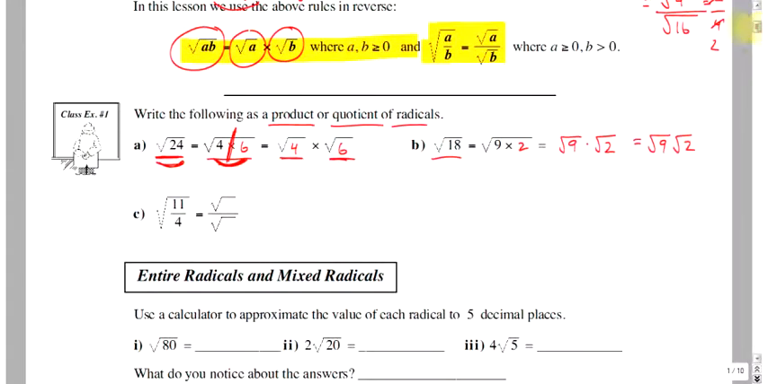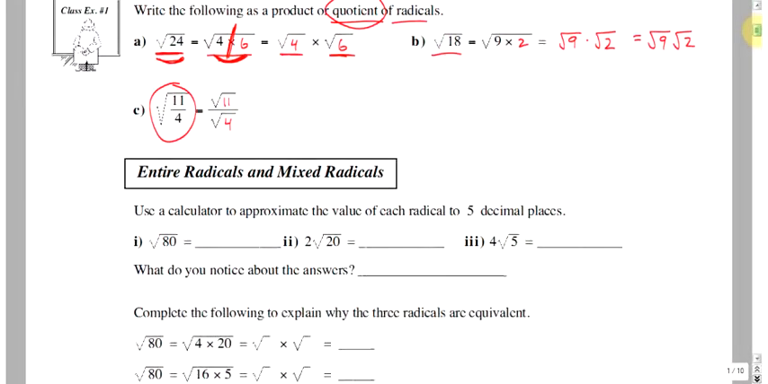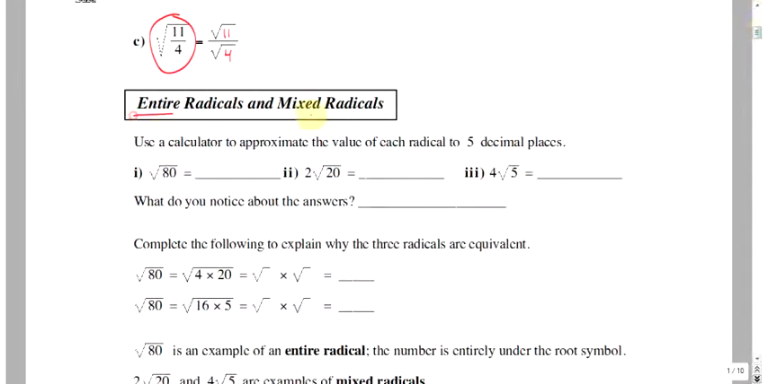Okay? This is an entire radical. I want to write that not as a product, but a quotient of radicals. I can split it up. That's root 11 over root 4. Okay? So that's all, hopefully, what you guys finished yesterday. Entire and mixed. Do you think this is an entire radical? Yes, we'll get to that in a sec.